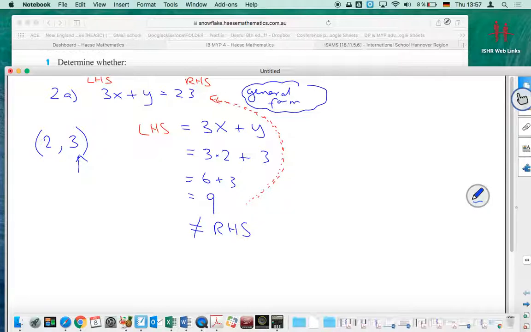And if it doesn't equal the right-hand side, if it doesn't fit into the equation, you can then say (2, 3) does not lie on the line. Right? And that's how you lay out your working mathematically, so that someone can read it and can actually understand what you're doing without even seeing what the question is.